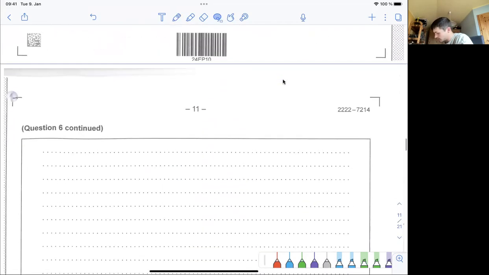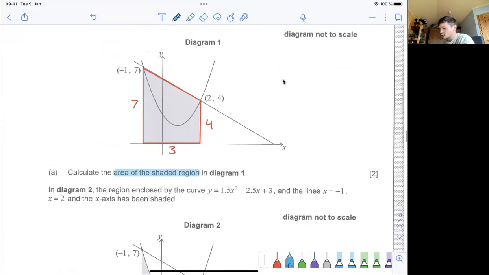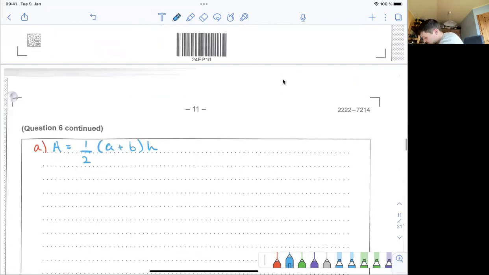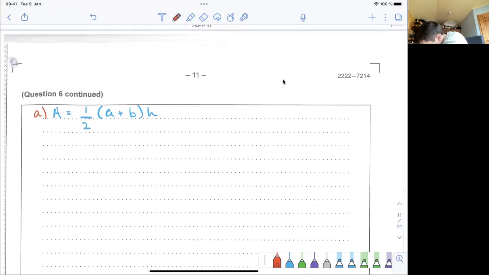Let's show our working. So the formula for the area of a trapezoid is in your formula booklet, which is as follows. A, the area, is equal to a half multiplied by (a plus b) multiplied by the height, where a and b are the two parallel sides. So if we go up here, we can see the two parallel sides are the side which has a length of 7, and the side that has a length of 4. All right, so let's go down. Let's plug this into our formula.